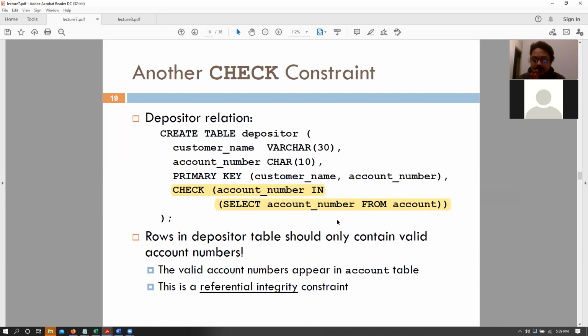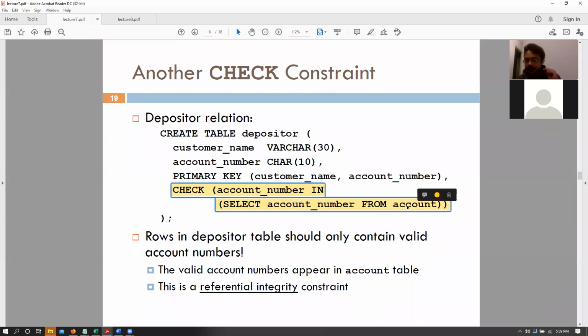So essentially what this select statement would do on its own is get all the account numbers from the table account. And basically what this says is our account number in this table here will only be valid if it is from one of those accounts in this account table, right? So we could also have subqueries in our check constraints as well, like we have here.